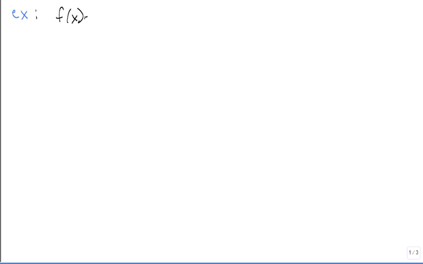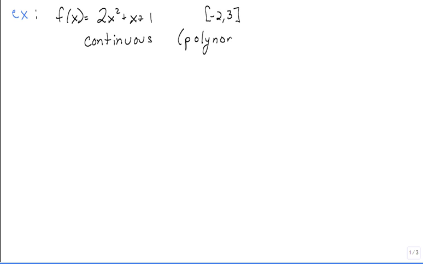Say f of x is 2x squared plus x plus 1 from negative 2 to 3. It's continuous. Make sure you're always checking your hypothesis. That's really, really important. If something doesn't work in the hypothesis, then your conclusion is going to be wrong. This is a polynomial, and you should know the shape of it. It's a parabola, so that's continuous. It's differentiable. You have to check.